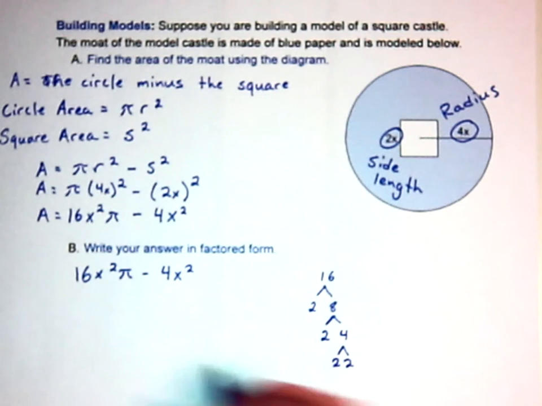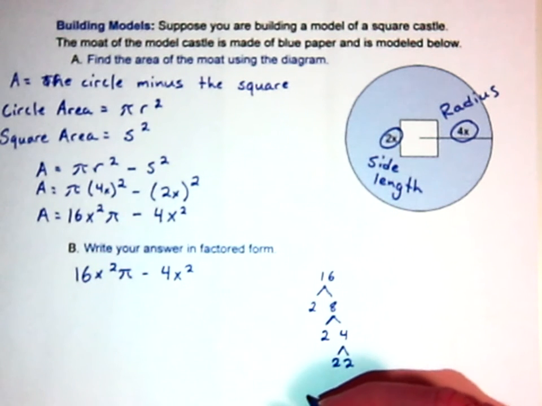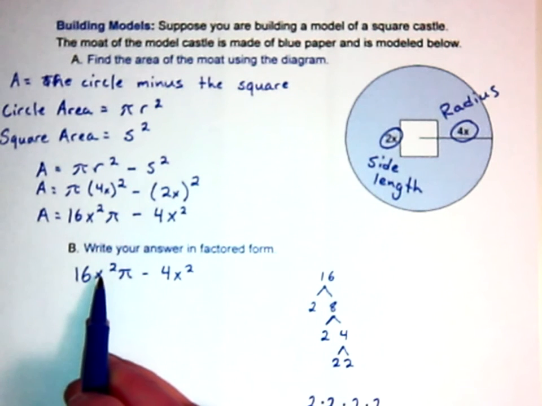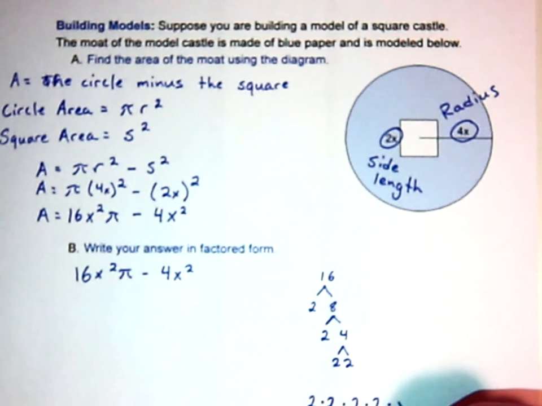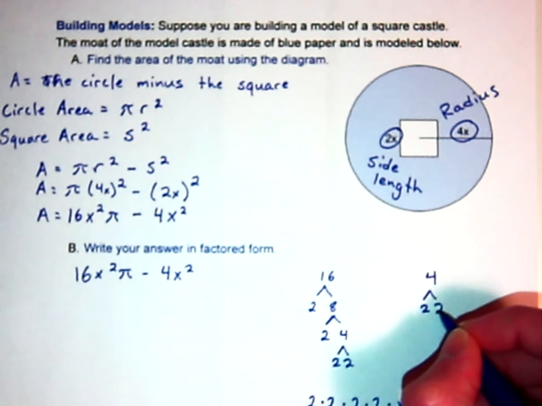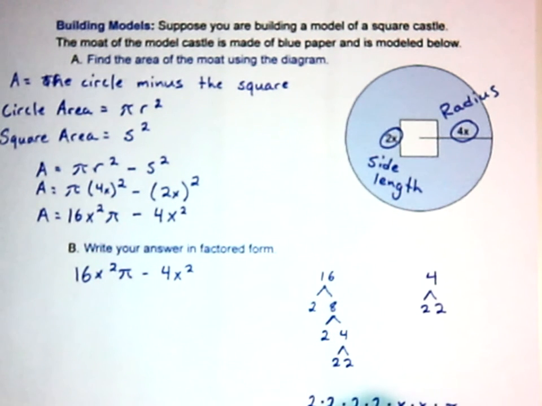So 16x squared pi would be 2 times 2 times 2 times 2. We'd break apart any variables we have, so x times x, because that's x squared, and then it's multiplied by pi. That's our top value. Let's take our second value, 4, and hopefully that's pretty easy. It's 2 times 2, and I have my 2 x's. So again, we are factoring it, taking out the common factors.